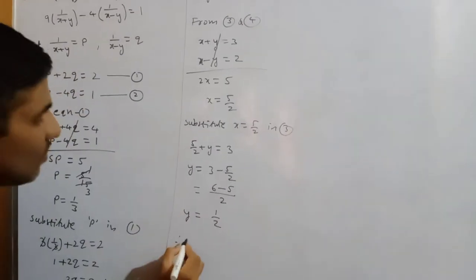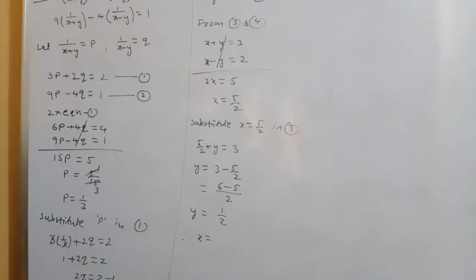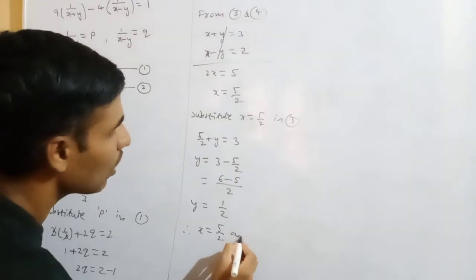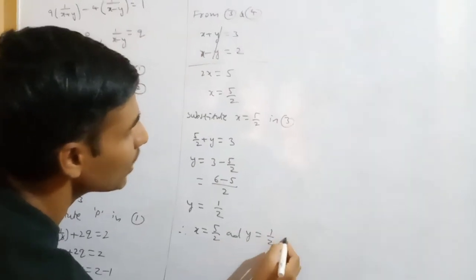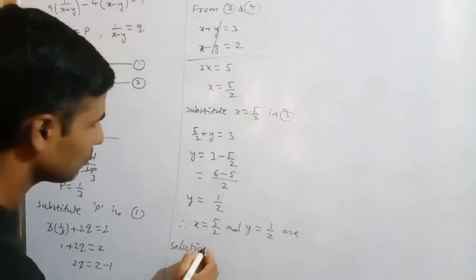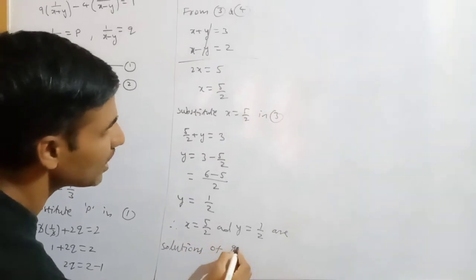Therefore x equal to 5 by 2 and y equal to 1 by 2 are the solutions of the given equations.